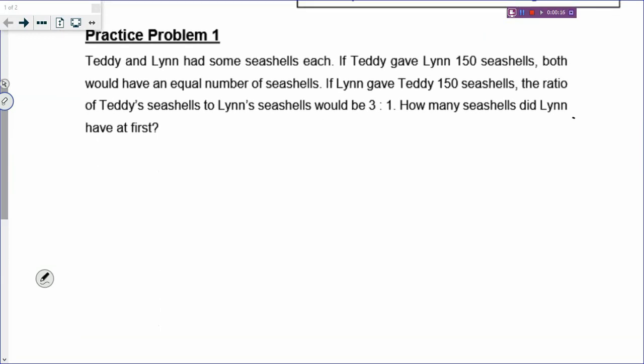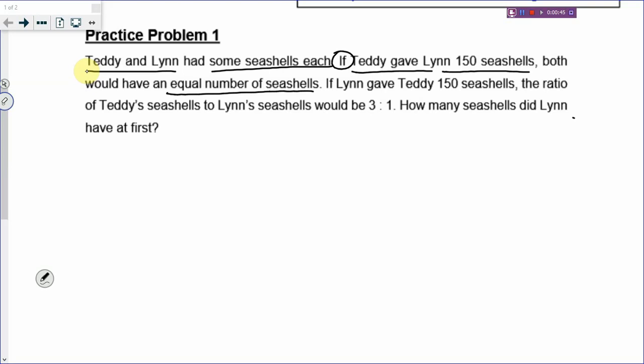Now, Teddy and Lynn had some seashells each. So we don't know how many seashells they have. If Teddy, now the word "if" means it's a scenario, but it is not done yet. It's a conditional if. Did Teddy give Lynn? No, he didn't give Lynn. So it's just a condition, which means that nothing has happened. All right. So if Teddy gave Lynn 150 seashells, both will have an equal number of seashells.